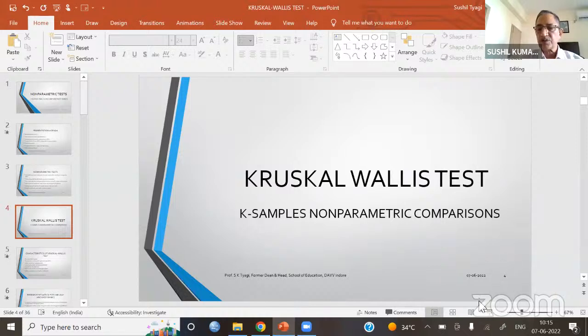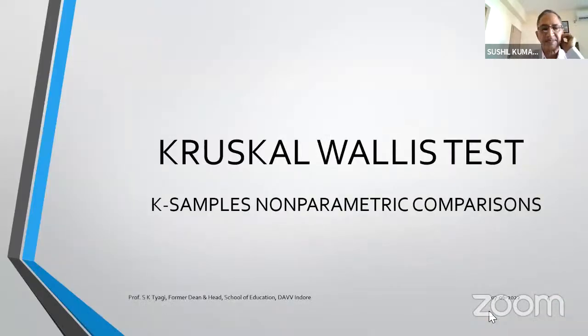So we now take up the Kruskal-Wallis test. The Kruskal-Wallis test is a K-samples non-parametric comparison test. K samples generally means more than two samples. Whenever there are two samples, we call it a two-sample test, and when there are three or more, that is, k is greater than or equal to 3, we call it k samples.